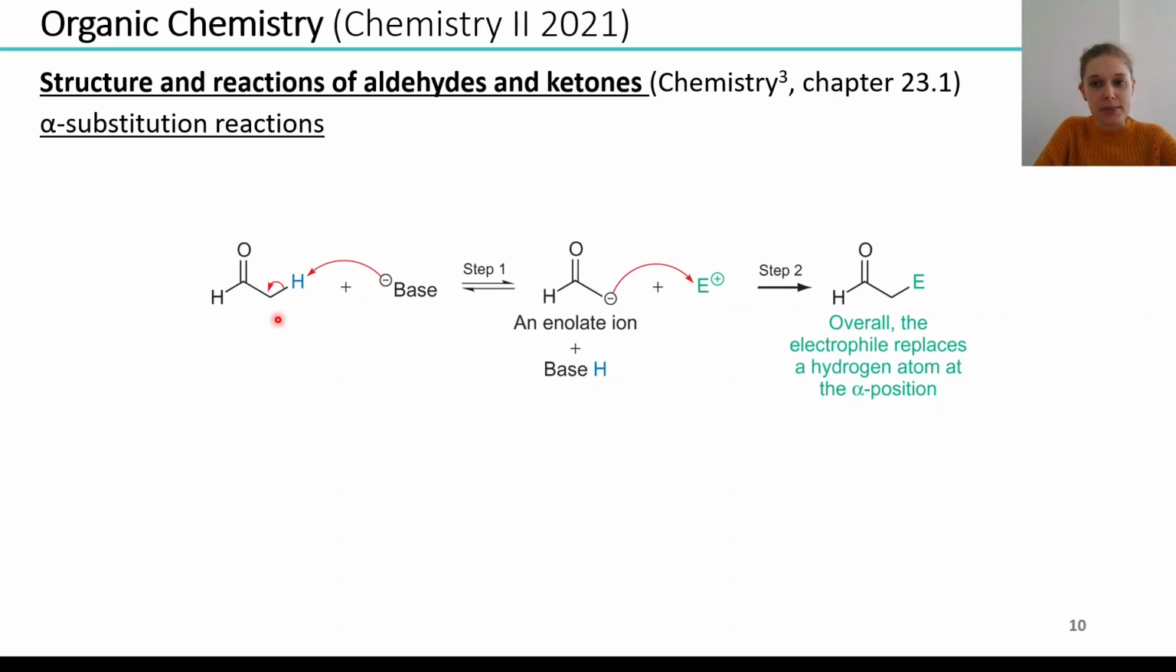Usually, the alpha substitution reaction takes place under basic conditions. So in the first step, a base deprotonates the aldehyde or the ketone in alpha position. And hereby an enolate ion is formed. And this enolate ion is a strong nucleophile which reacts then in the second step with an electrophile in order to introduce a new substituent in the alpha position.